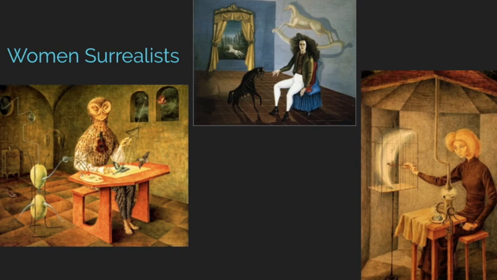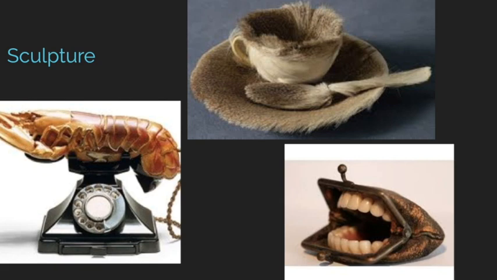There were also a lot of women surrealists who were often the girlfriends of the male surrealists, but who tended to explore sort of what it was like to be a woman at that time in their work, and their themes were a little bit different than the men. Also a lot of fun surrealist sculpture, right? Sort of absurd, combining things that don't belong together or things that are unexpected.